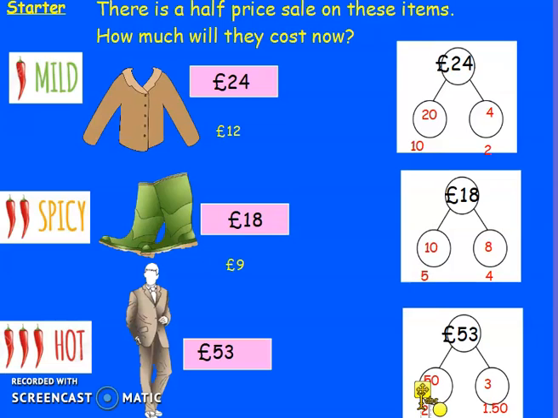And half of 50 is 25. So we need to add these together. 25 add £1.50. You do that brain only. Equals £26.50. So that was the sale price of the suit.